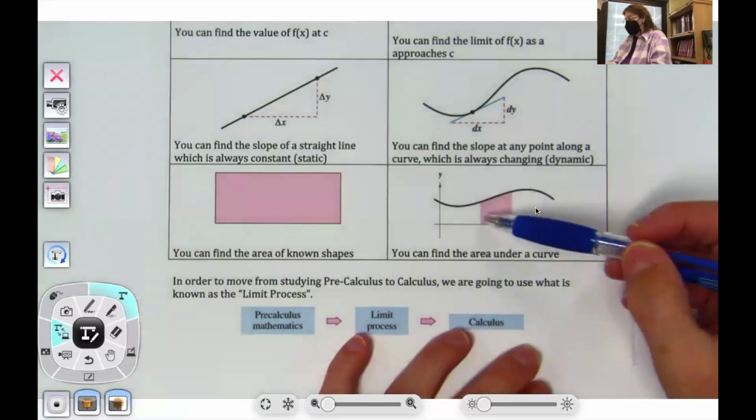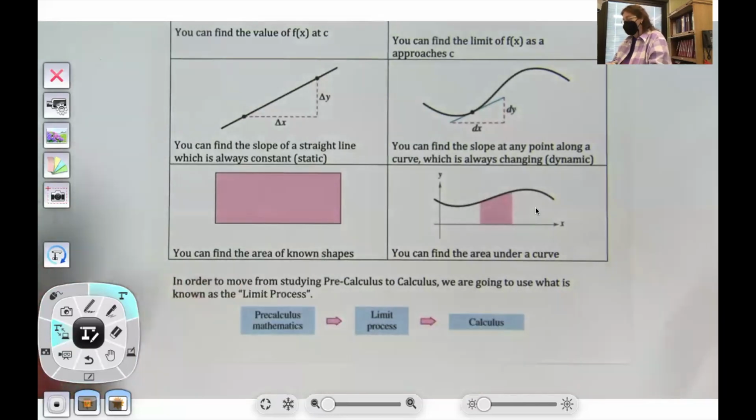Now, we don't want to just do some random shape on a piece of paper. We want to apply it a little bit more.